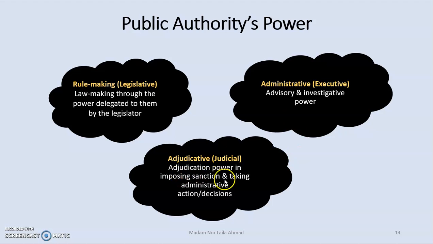And for adjudicative functions or decision-making power, they can exercise the imposition of sanctions or punishments, and also they can take administrative measures and decisions. So as a panel in the disciplinary board, they can impose sanctions, provided that they have an equal hearing, a just hearing.